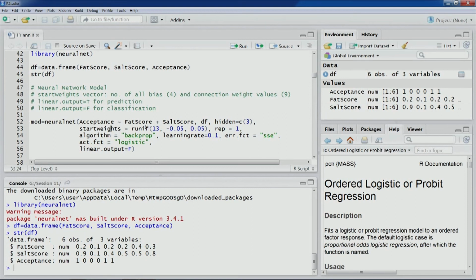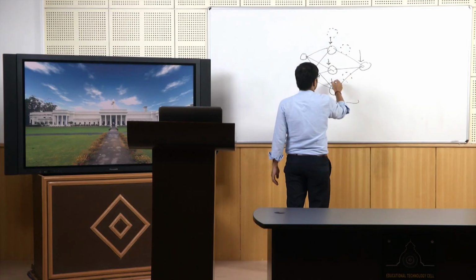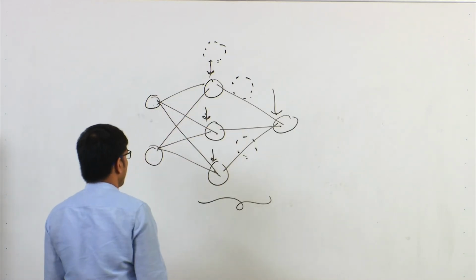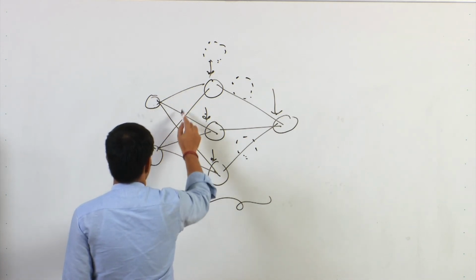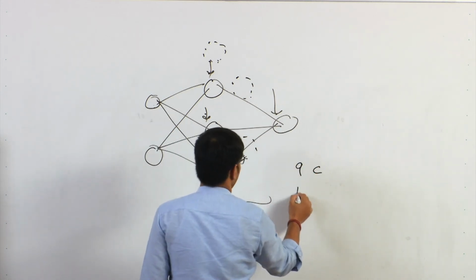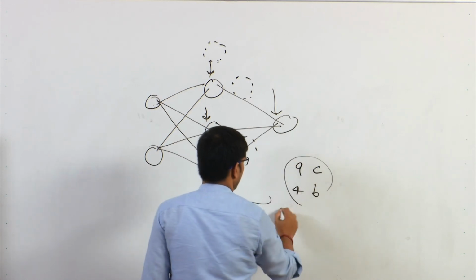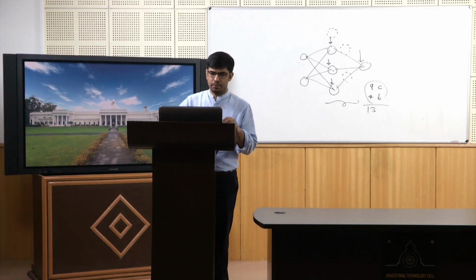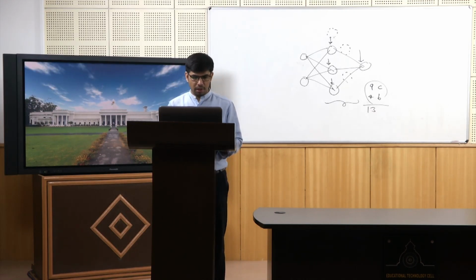Then we have startweights. This is for the initialization. Like we did in our previous exercise with the same data set, we can see we need 13 values. This we can understand. We have 4 bias values, and for every node, it is connected with the nodes of the next layer. So 3 into 2, 6, plus 3, so we have 9 connections, and we have 4 bias values. So in total we need to initialize 13 values. The same thing is mentioned here in the startweights.